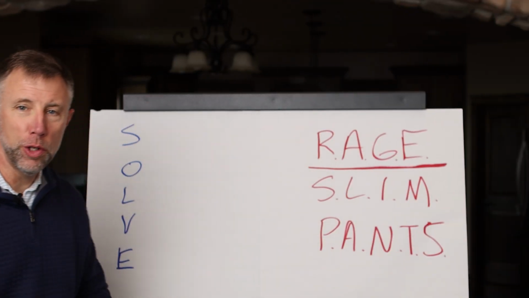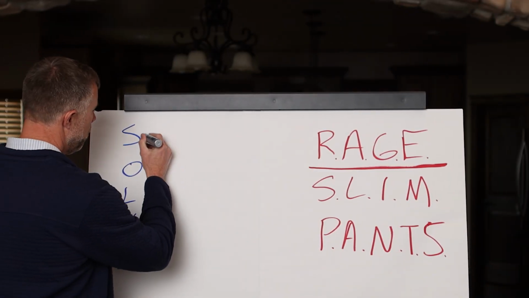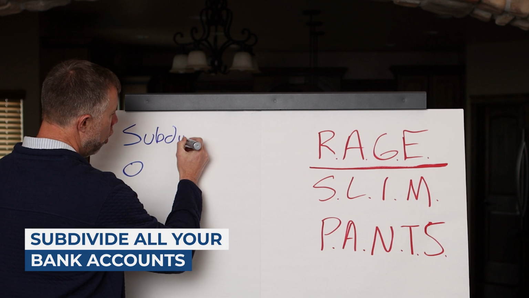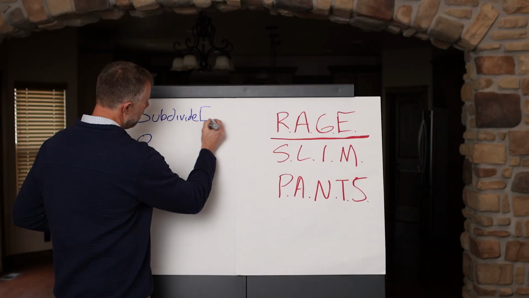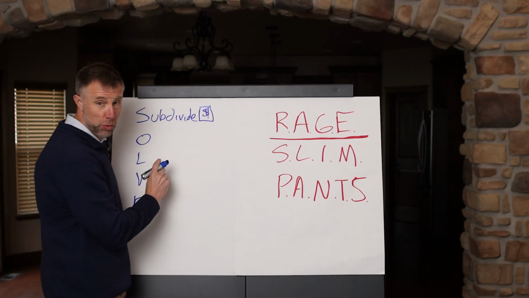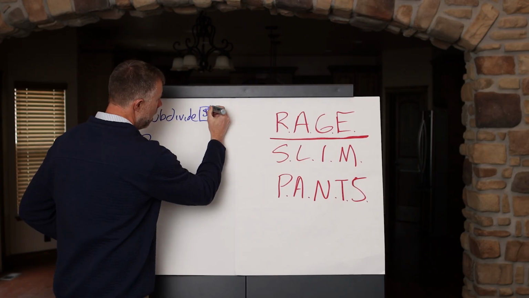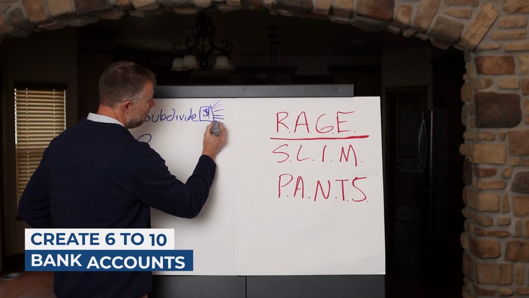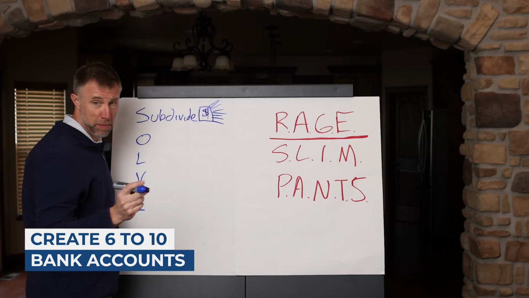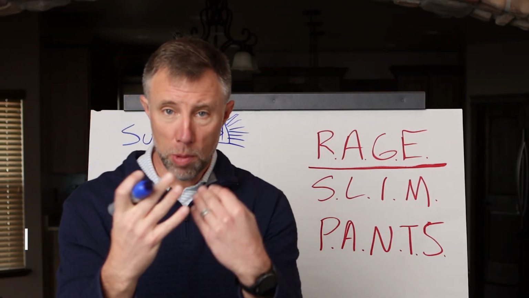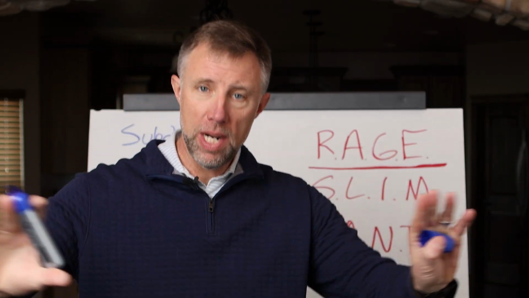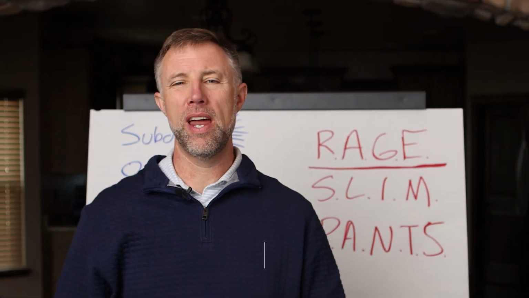So the first thing we're going to do to solve your cash flow problem is subdivide all your bank accounts. Instead of operating from one bank account, which is what most people do, one, two, or three, we're actually going to create about 6, 7, 8, 9, 10 different bank accounts so that every time a receivable comes in, we're going to cut it up and put it into its separate home. Well, Scott, I can just do that on a spreadsheet.